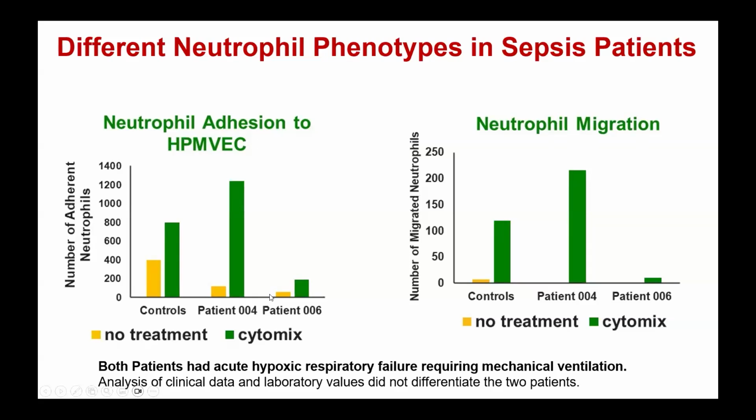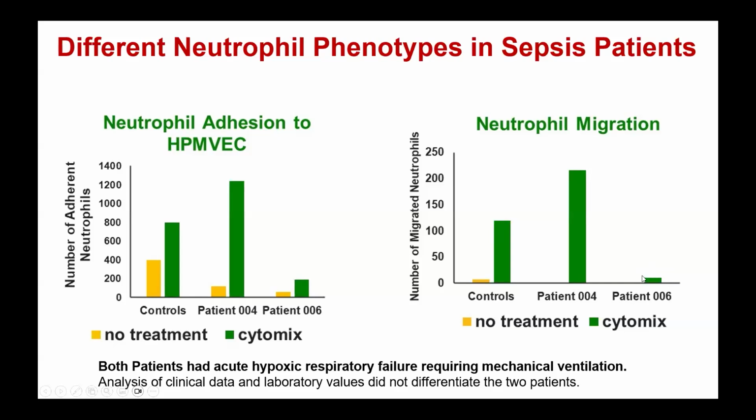Under control conditions, it has low adhesion. Even under cytomix conditions, activated conditions, it's still low. And the same thing, even more dramatic, is when you look at migration. Patient 4 has a very rapid and very high response to cytomix. It shows a lot of migration. Neutrophils from patient 4 show a lot of migration, while neutrophils from patient 6 don't care.